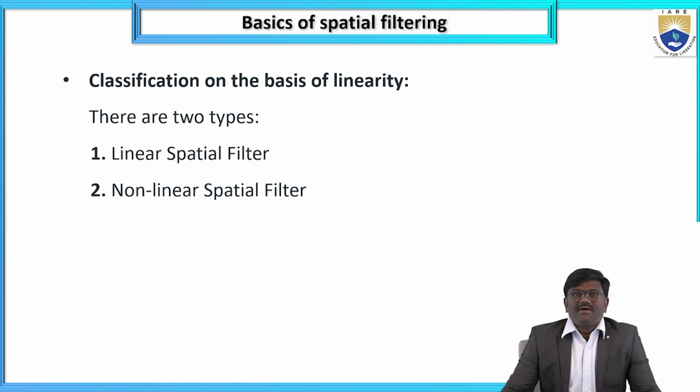There are two types of spatial filter linearities. Number one, simply we say linear spatial filter. Number two, non-linear spatial filter. There is a question here: on what basis are we going to classify them on the basis of linearity in terms of the spatial domain?